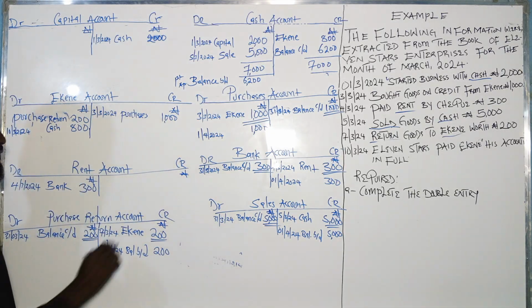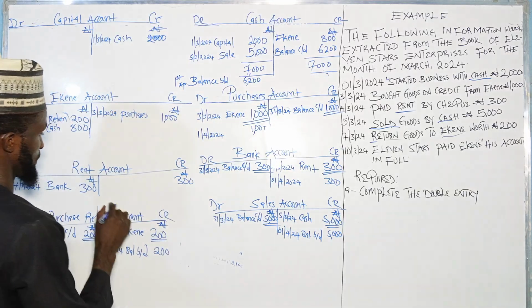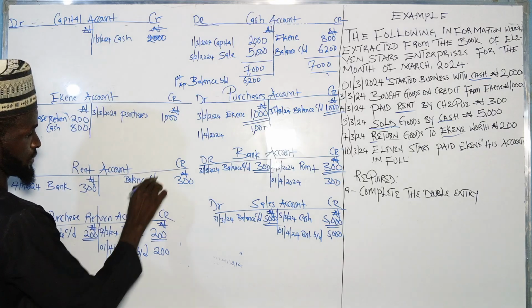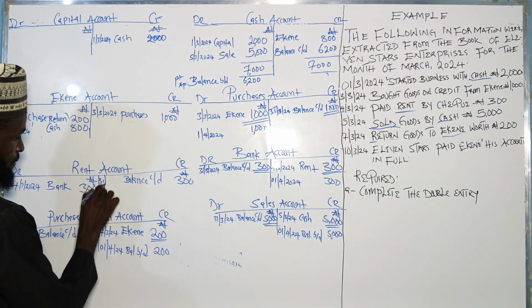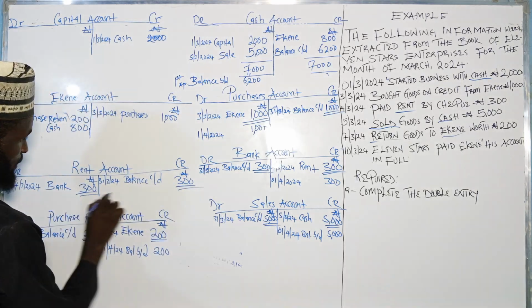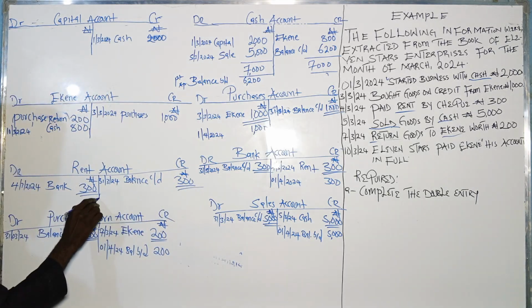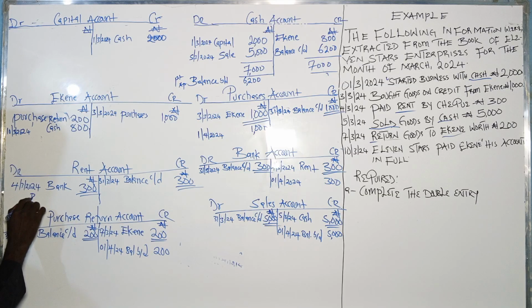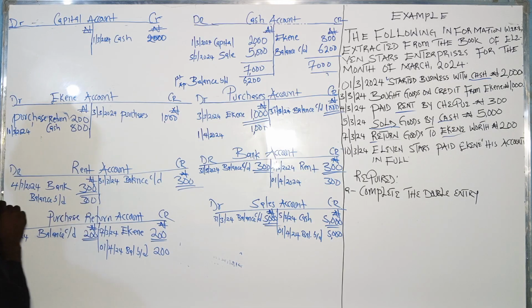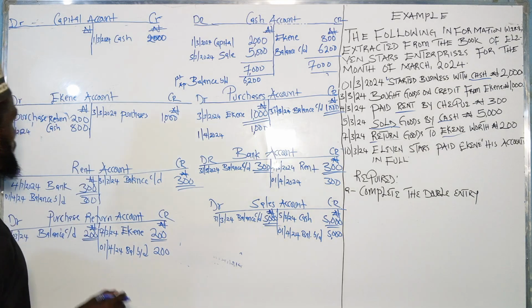The rent. Rent balance CD on 31st March 2024. Close the account. You bring this same balance CD to this side as your balance BD. Balance BD 300 naira, on 1st April 2024.